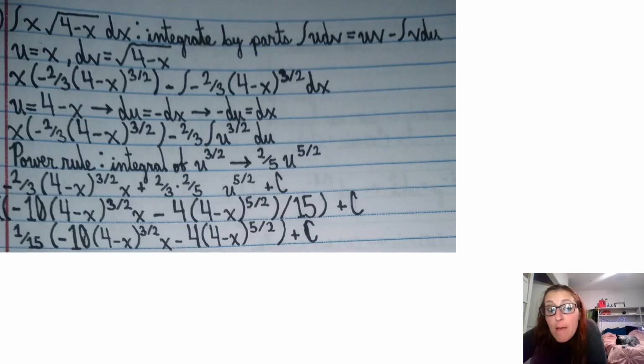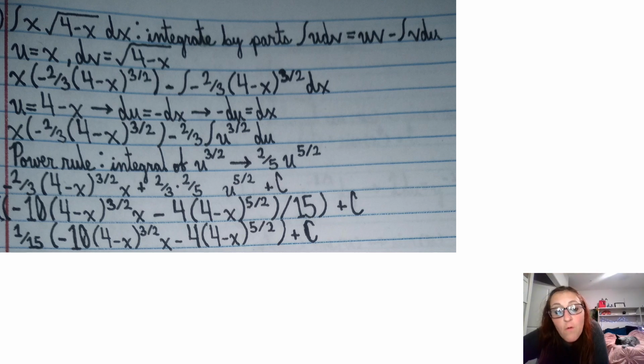Integral x times square root 4 minus x dx. Integrate by parts. Integral u dv equals uv minus integral v du. u equals x, dv equals square root 4 minus x. x times -2/3 times 4 minus x to the power of 3/2 minus integral -2/3 times 4 minus x to the power of 3/2 dx.